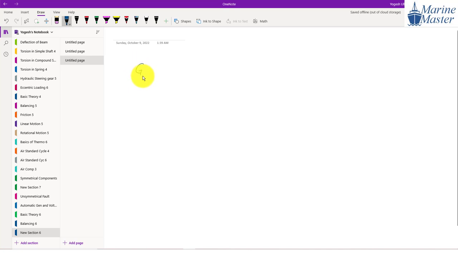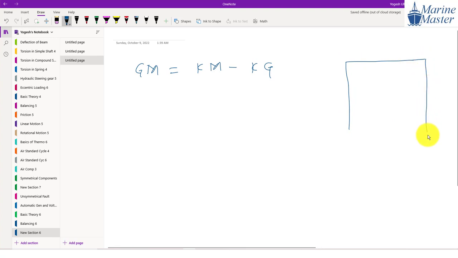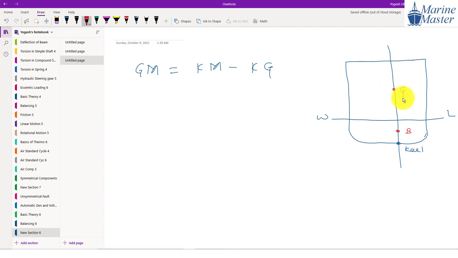Basically, our GM is KM minus KG. Here I am drawing the figure. So here we will have a keel. This is our water line. This is our center of buoyancy, and the center of gravity is somewhere here. It may be above, it may be below, we don't know the exact position. Generally we will take it positive.